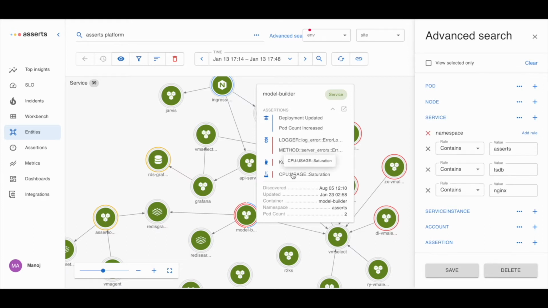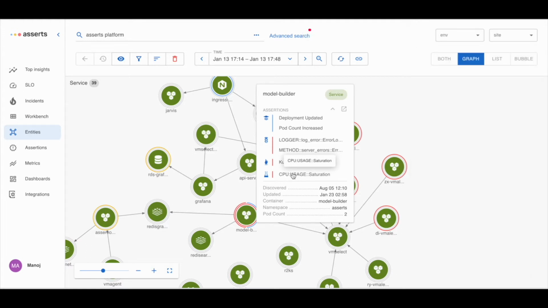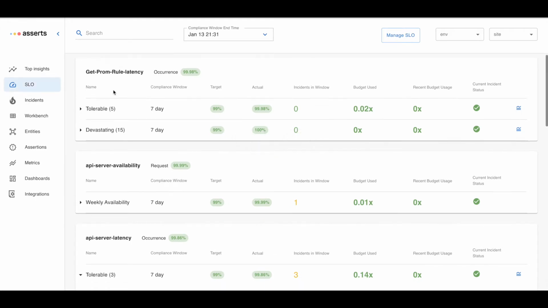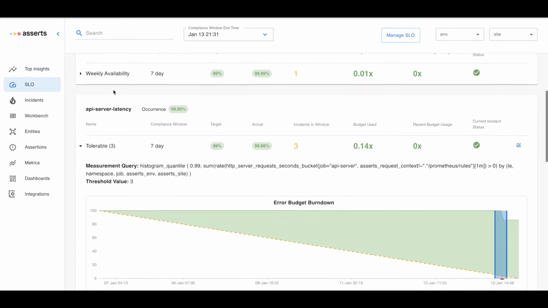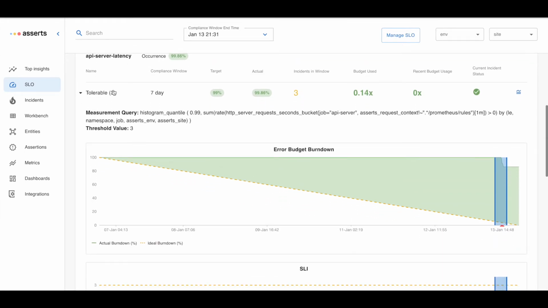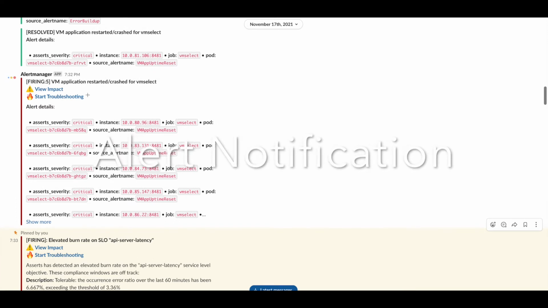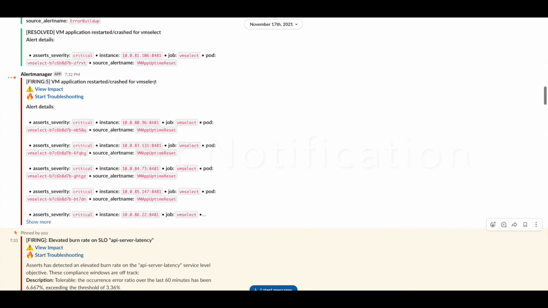Now let me show you how we used Asserts to troubleshoot an outage in our production cluster. To monitor our production, we have defined service level objectives on latency and availability for all our key services. On the evening of November 17th, Asserts notified us that the APS server latency SLO was violated and the pods in our query service VM Select were crash looping.